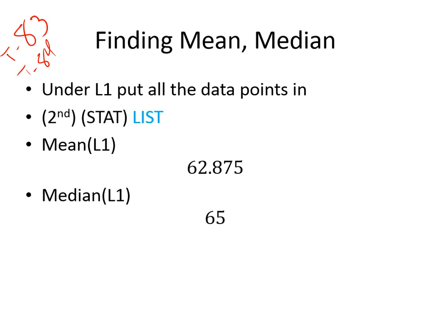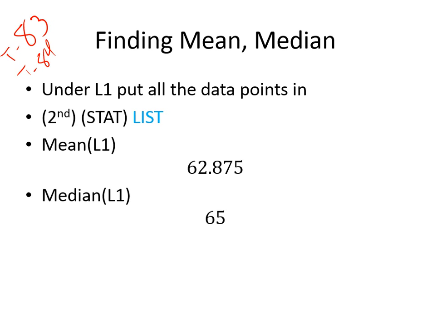And so if we go second stat, so it's list, we go over to math. So you use the little slide and go over to math. You'll see min, max, median, mean, and all that. And so what you do is you go down to mean, and then you go second 1. That should pop up L1. Push enter, and it should tell you the average, which ends up being about 62.875. So that was the average of all of them.